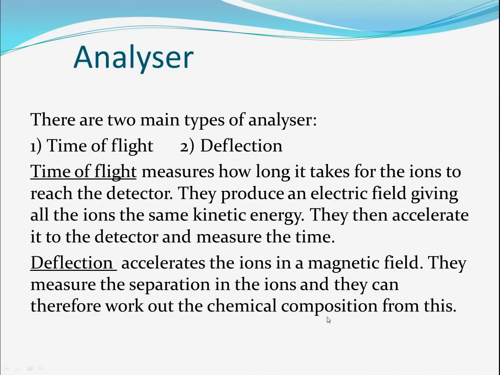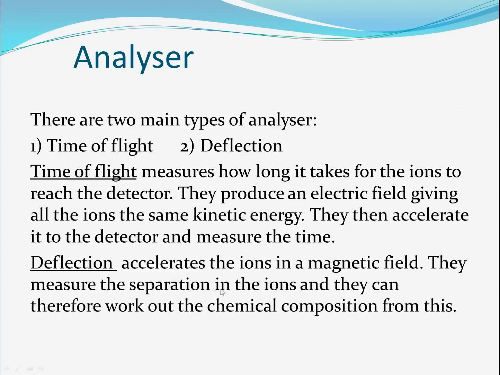Okay, so the analyzer. This is basically where we get all our information from, and the two types are time of flight and deflection. The time of flight measures how long it takes for the ions to reach the detector. They produce an electric field around the mass spectrometer, and they are all given the same kinetic energy and accelerate. And we measure the time it takes for them to hit the ion detector.